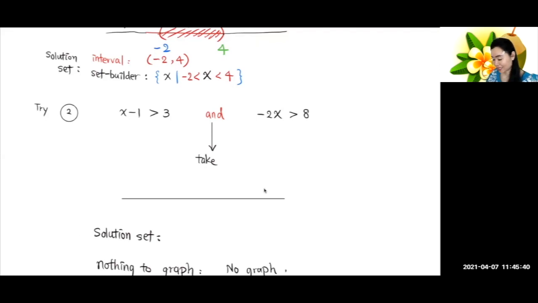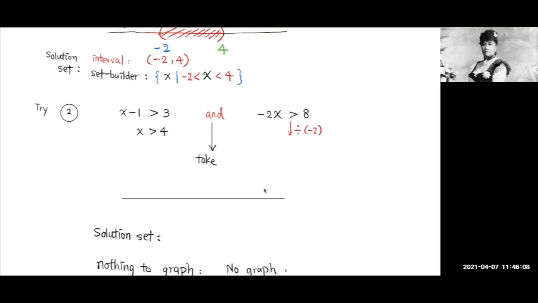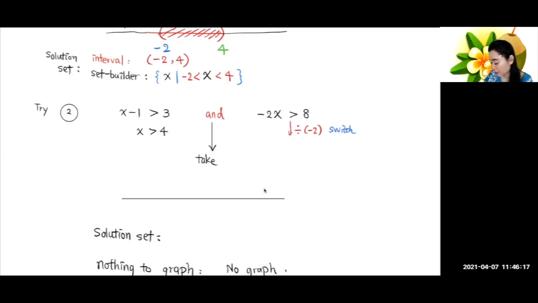Okay, let's go over this. So the first one here, you add 1 to both sides. So x is greater than 4, right? And then the next one over here, you will divide both sides by -2, right? When you divide both sides by the same negative quantity, what happened to this inequality sign here? Switch or not? It switches, right? So the inequality sign will point the other way. So the tip will point to the left instead of pointing to the right, okay?